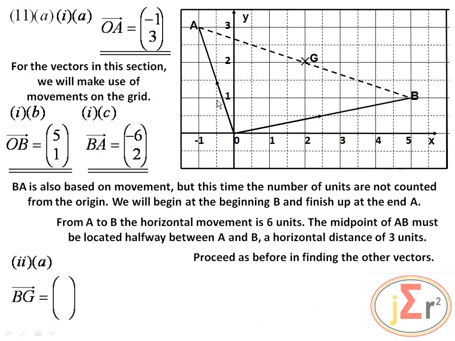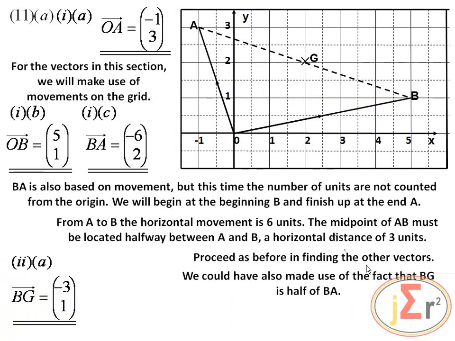So we need BG. Stay at B, then move to G. From B to G we have 1, 2, 3, and negative 3, because we are going in the negative x direction. It is not a location, it is a movement. And then we have 1 unit, so we go up by 1. Positive y, 1. So negative 3 for the x, and positive 1 for the y.